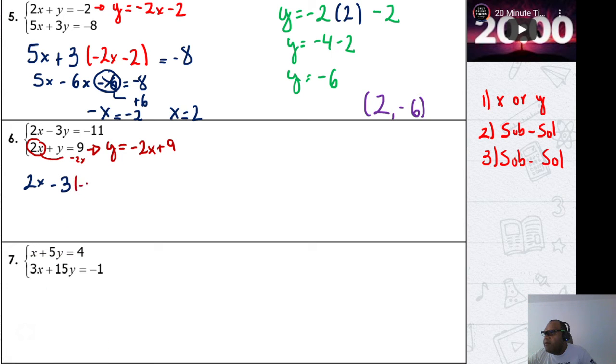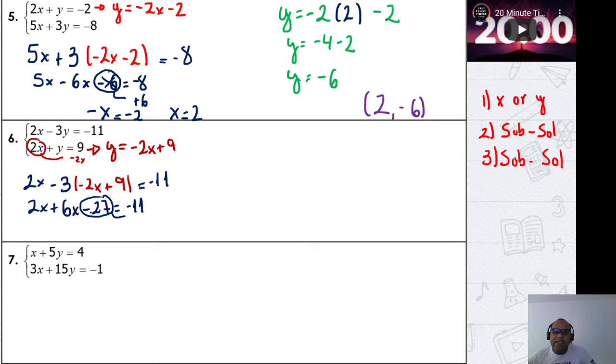Negative 2x plus 9, close parentheses, let's return it to the blue, and here it equals negative 11. Just solve with the distributive property. 2x minus negative 3 times negative 2, positive 6x, negative 3 times 9, negative 27, equals negative 11. Right now, combine like terms and move negative 27. If I move negative 27, it will be positive 27 on the other side.